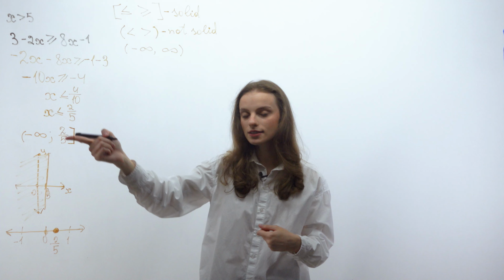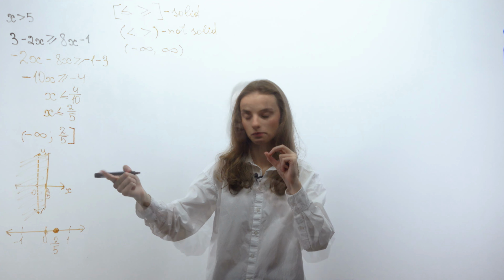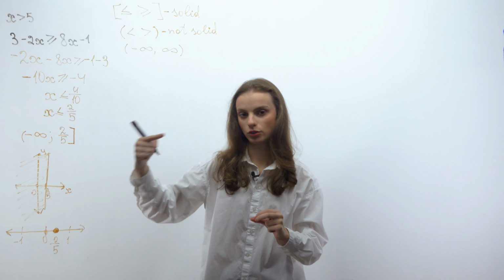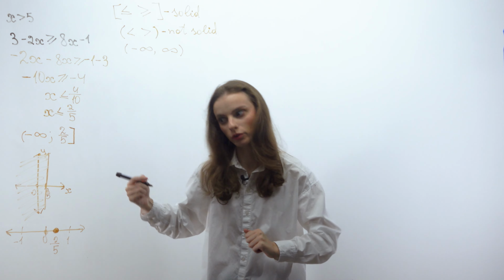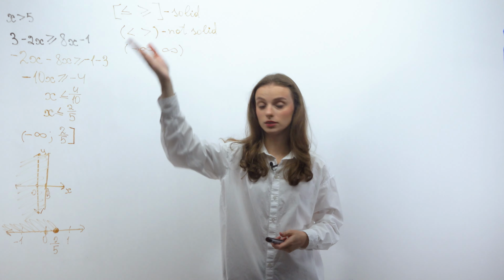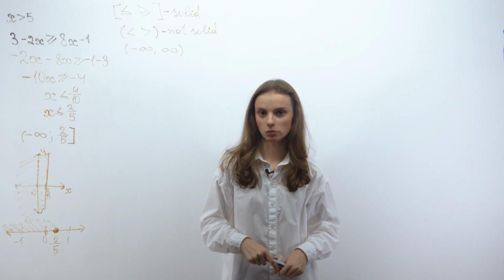If it was just less than 2/5, then you would leave that point empty. So we know that the solution is going to be any number less than 2/5 and including 2/5 itself. And now this is the solution for your inequality. Let's do another similar example.